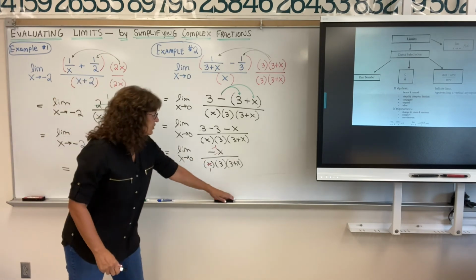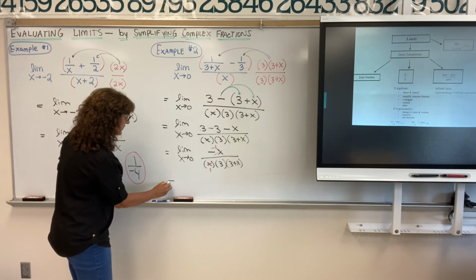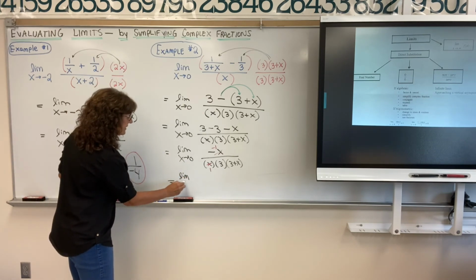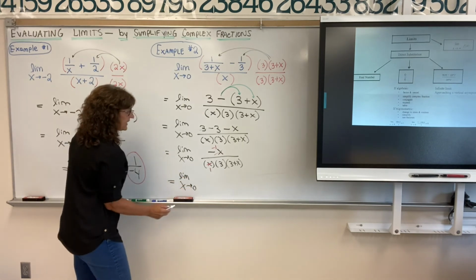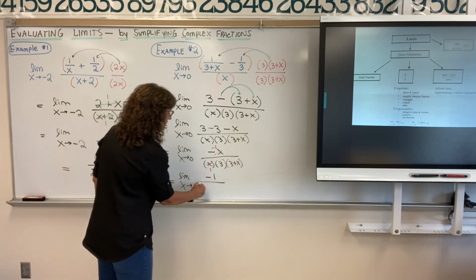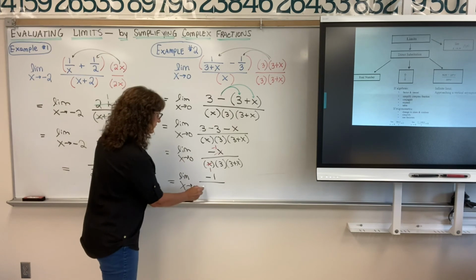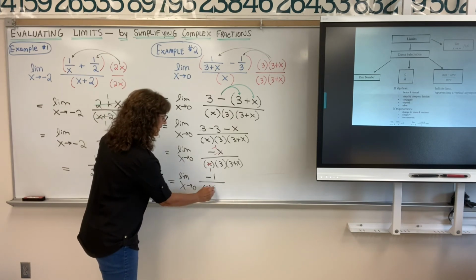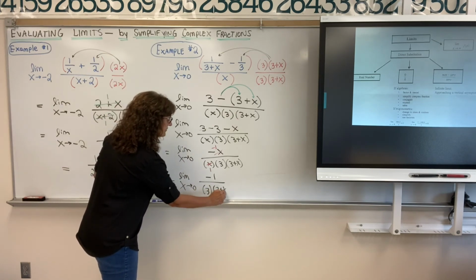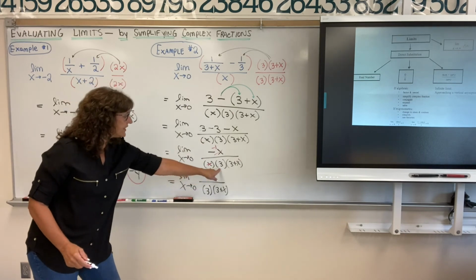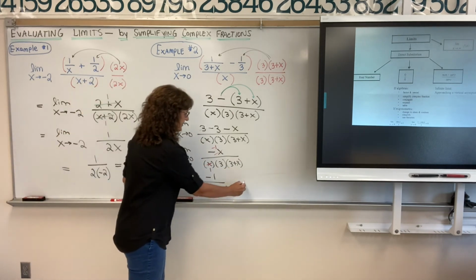All right, so we've got the limit as x approaches 0. What do we have in the numerator? Well, negative 1, because the x is canceled, but we still retain the negative. What do we have left over in the denominator? We have 3, and we have 3 plus x, okay? The x is canceled, so we have these two left over.